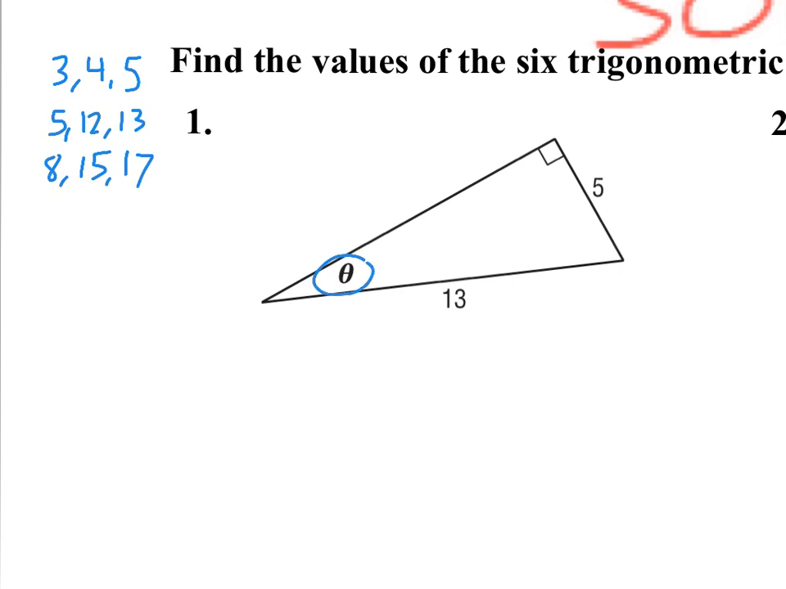So here's angle theta. We know that the hypotenuse is the long side, and it's always across from the right angle. So this is the hypotenuse. The opposite side is over here. This is opposite. It's the side across from the angle. And adjacent means it's touching the angle and it's not the hypotenuse. So this is a 12 and this is our adjacent side. Adjacent again is the side that touches the angle and is not the hypotenuse.